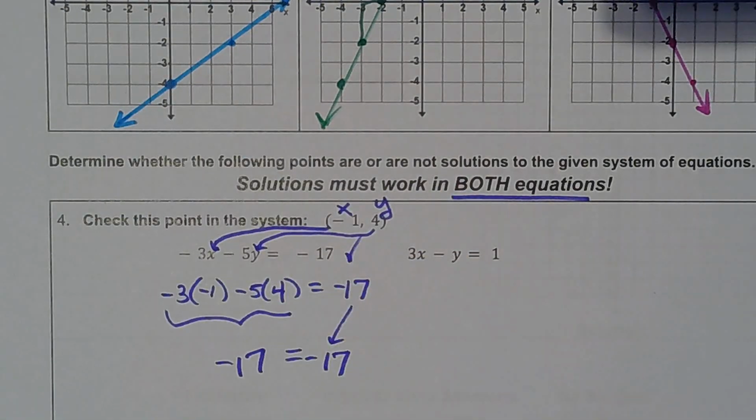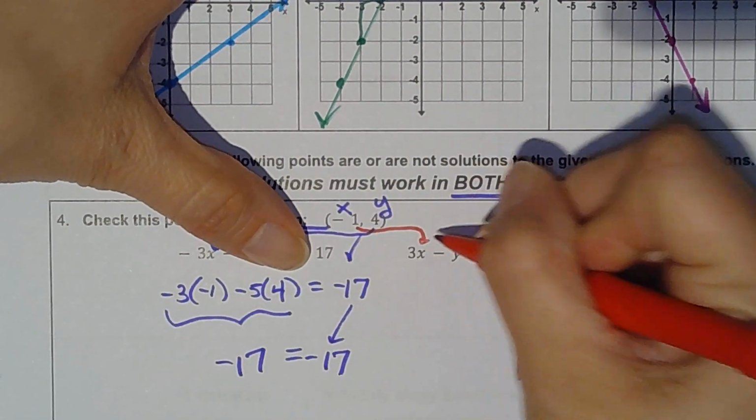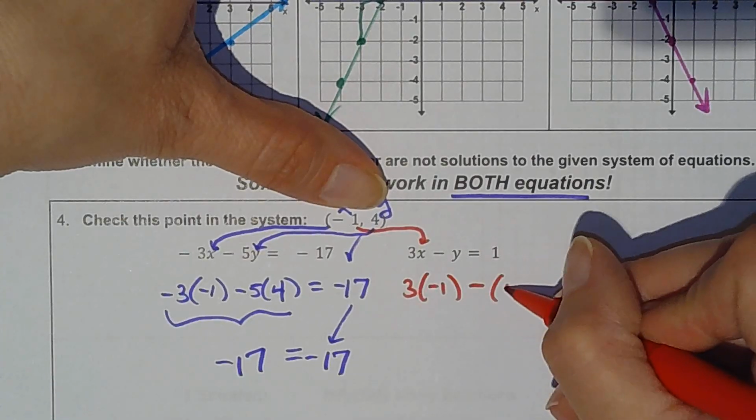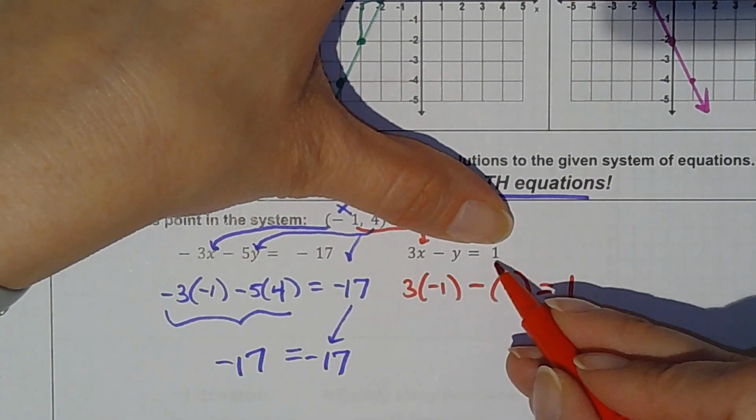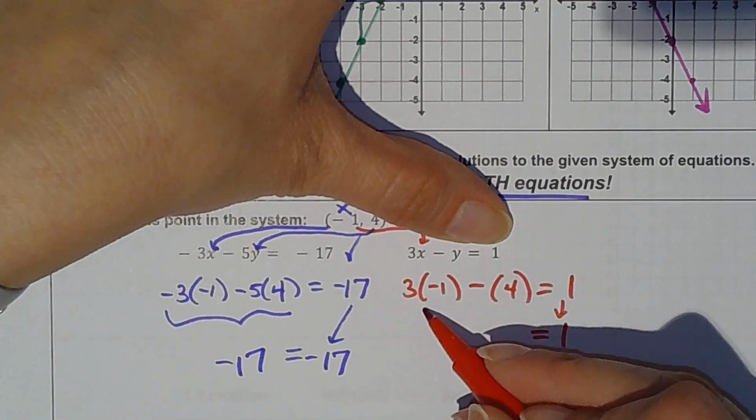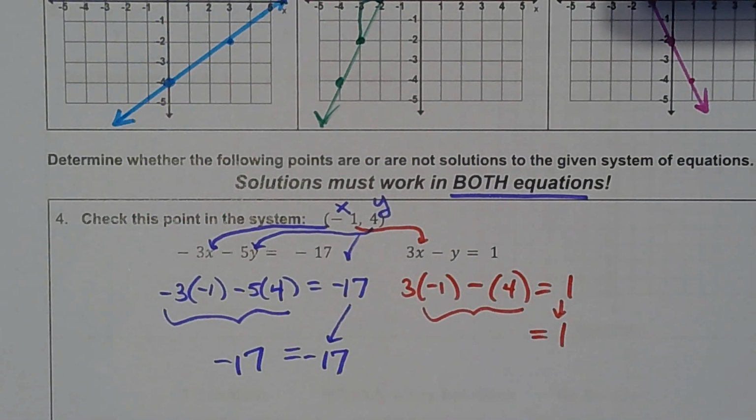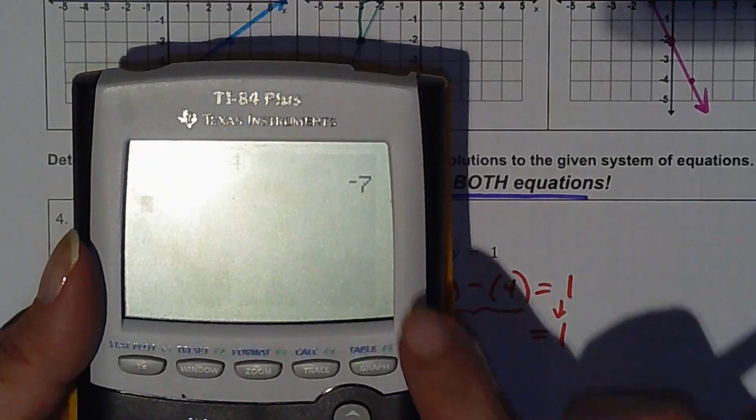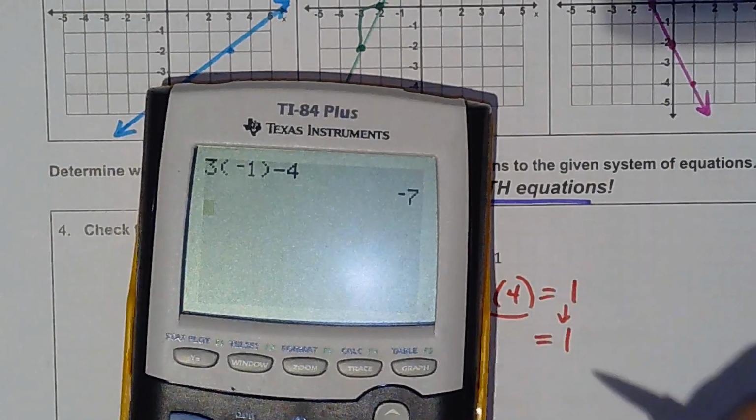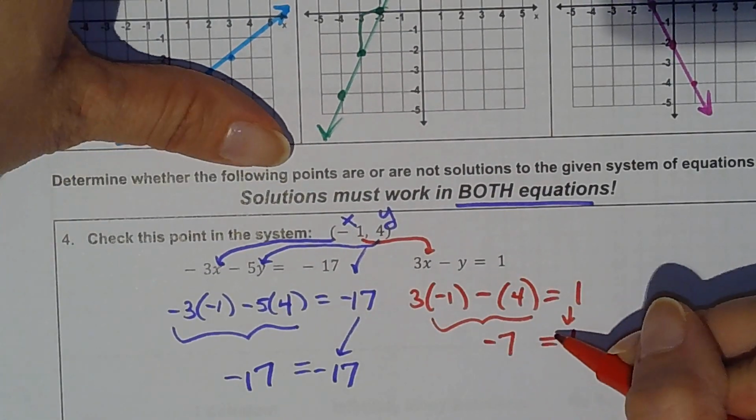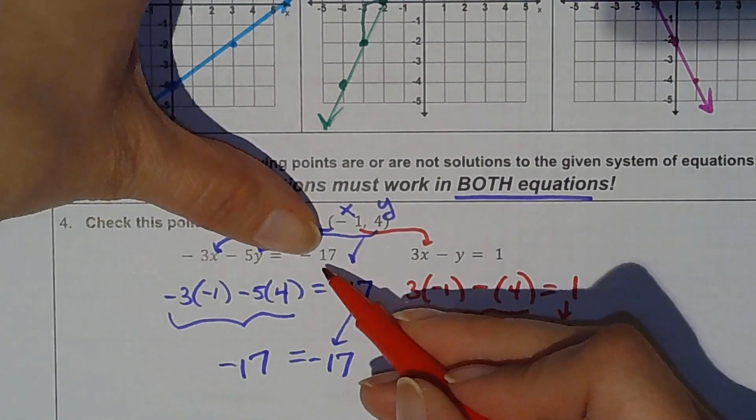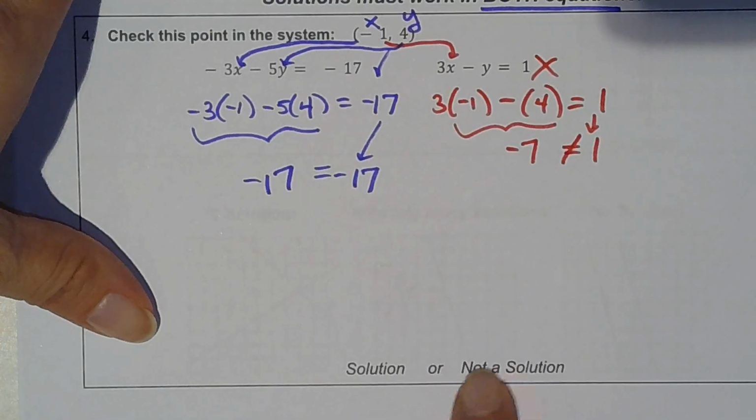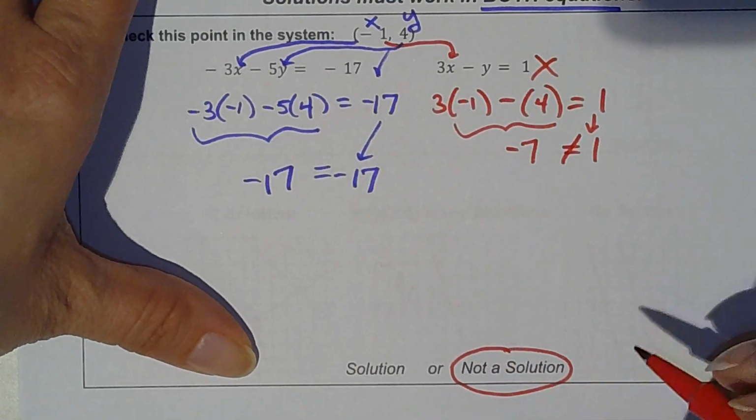So now I will check it in this equation over here. So the x number is negative 1, use parentheses, minus your y value, which is a 4. And the equation says 1. So you drop that down. The question is, what does that make? And if you use your calculator, the answer is negative 7. Does negative 7 equal 1? The answer is no. It worked for the first one, but it did not work for the second one. So is it a solution for the system? You're going to want to say no. It did not work for both.